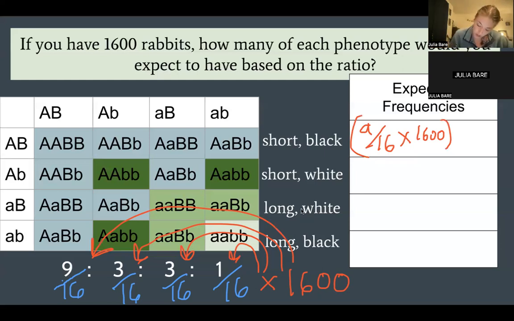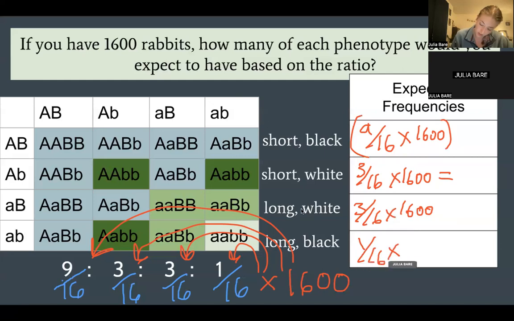Same thing for this guy. You're going to take 3 divided by 16 times 1600, and then 1 divided by 16 times 1600. And again, a lot of you guys already know the answer to this, but I am showing you the process so that when you have to do more difficult problems, you know what the stepwise process is, okay?